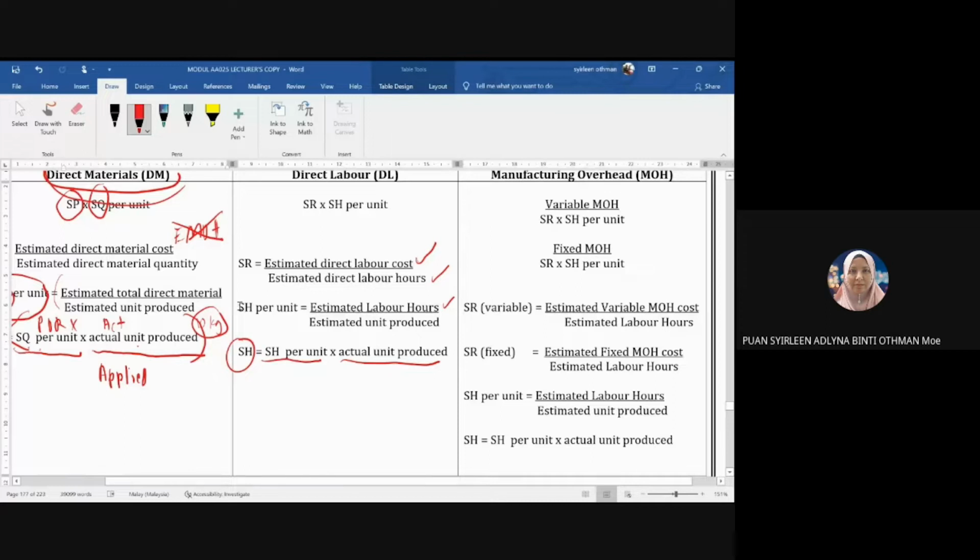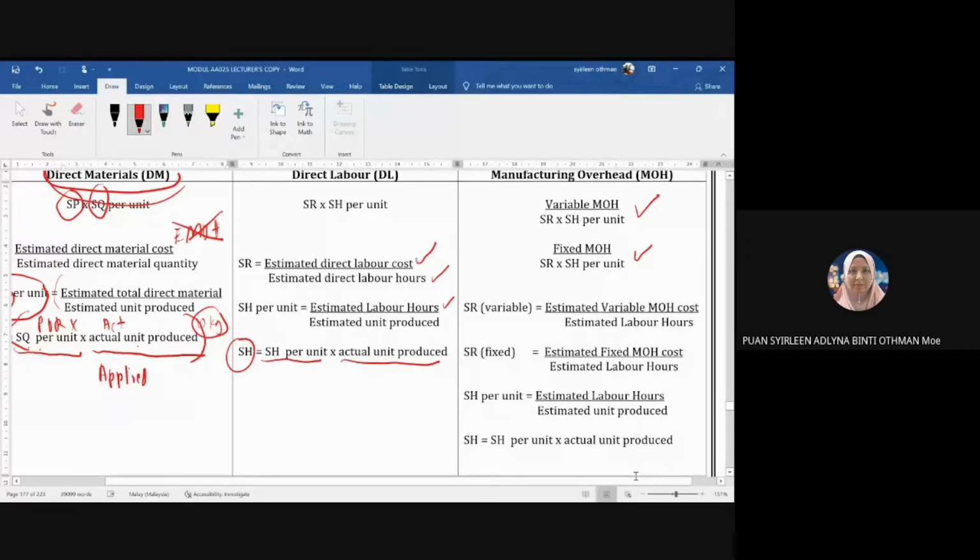Alright, so untuk variable MOH and juga fixed MOH, okay, kita akan guna standard rate and standard hours. Lepas tu fixed MOH pun kita akan guna standard rate and standard hours. Okay, so kalau dekat sini you tengok dia punya cost driver is actually labor hours. Okay, sebab tu kita guna rate and hours. Sebab yang tu basis yang digunakan untuk mengira manufacturing overhead lah.